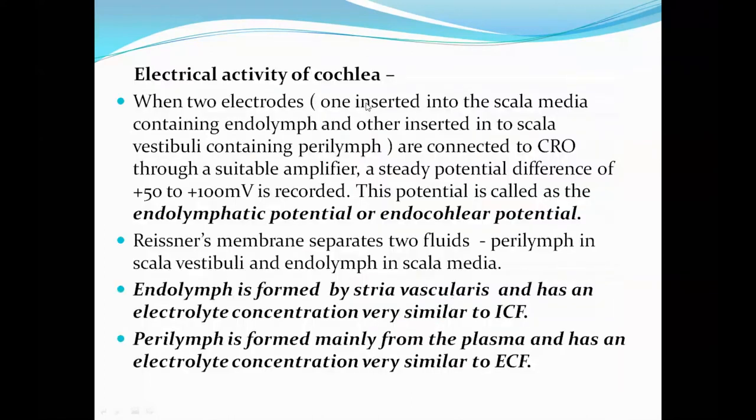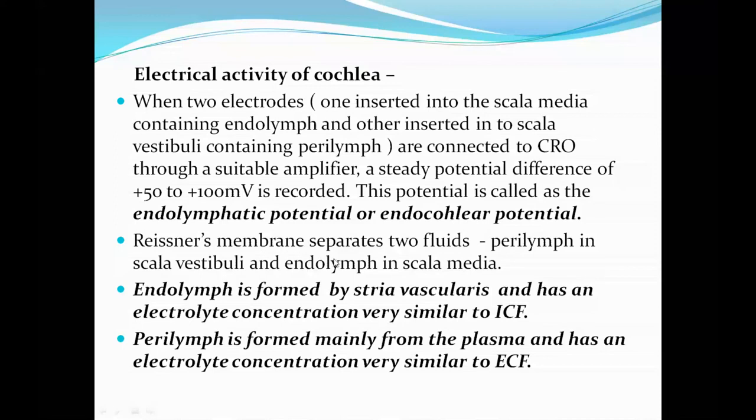Now, electrical activity of the cochlea. If two electrodes are inserted, one in the scala media containing endolymph, and the other in the scala vestibuli containing perilymph, and these electrodes are connected to a cathode ray oscillograph through a suitable amplifier, a steady potential difference of positive 50 to positive 100 millivolt is recorded. This potential is called the endolymphatic potential or endocochlear potential.